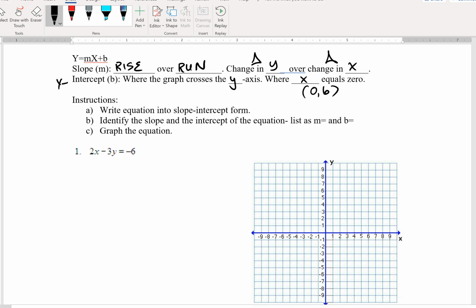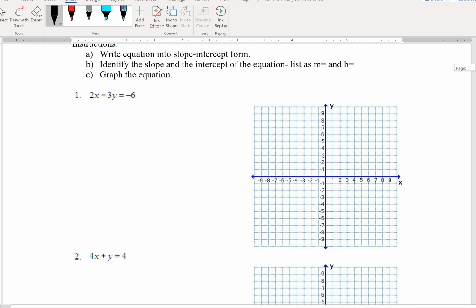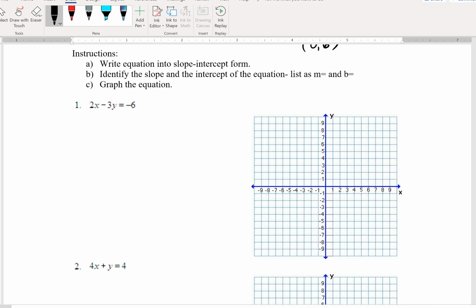Your instructions. Each of these, you will rewrite the equation into slope-intercept form. After that, you will stop and identify m equals and b equals. And then from that information, you should be able to graph it. Does that make sense? We will go through 2. The rest, you're on your own. Working together, whatever, but I'm not helping you. Okay? First one. How do I get it in slope-intercept form?